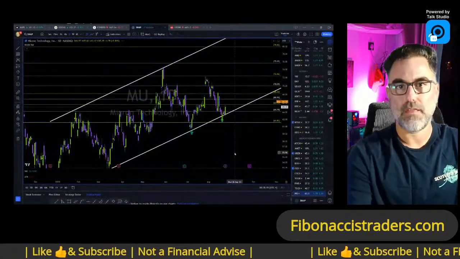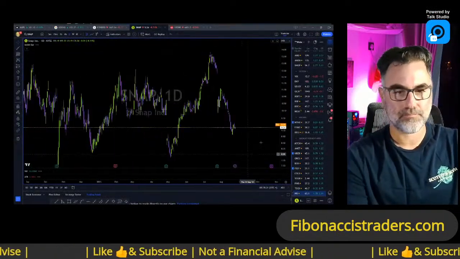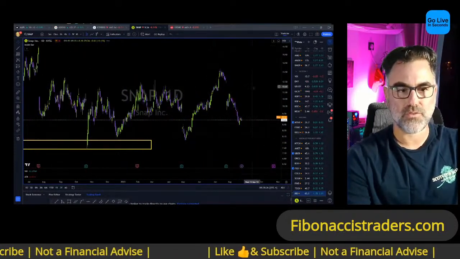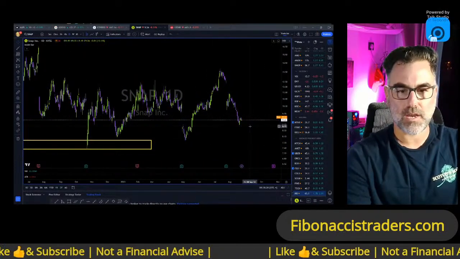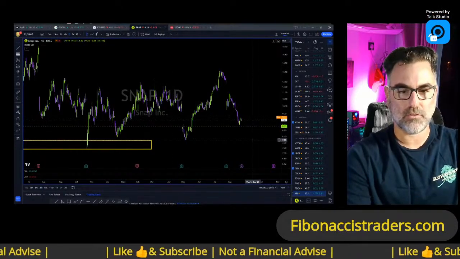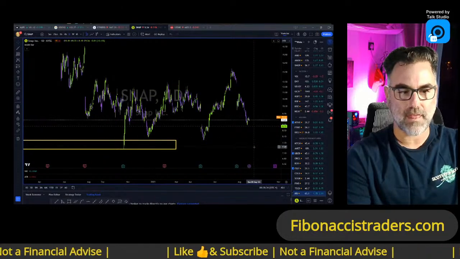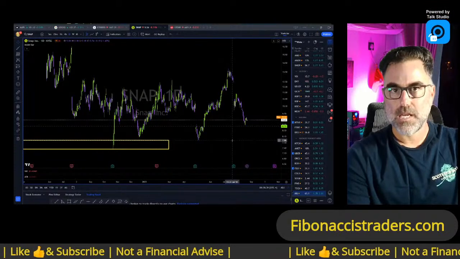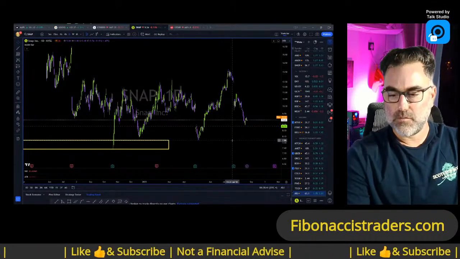SNAP, and this will be the last one. SNAP, downtrend until proven otherwise. 880 needs to hold, otherwise we are heading towards 790 and then to this area over here. Let's do one more.